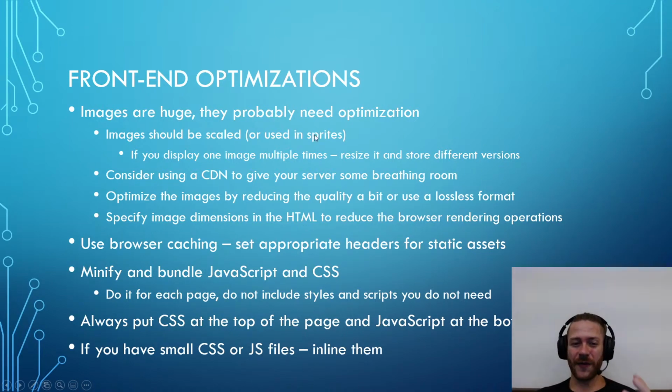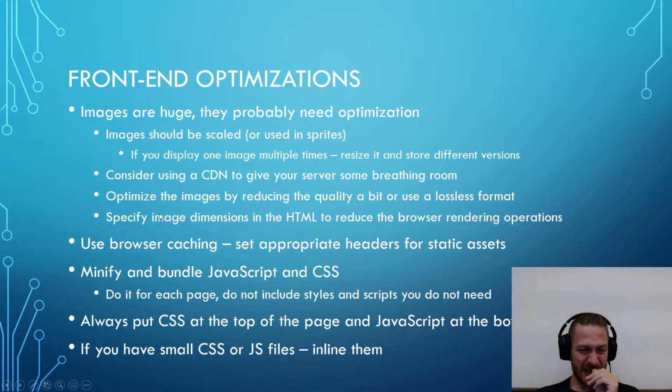If you have a lot of images, consider using a CDN. Return these images from a CDN. You will save a lot of network calls to your own main server, which can be used to serve something else, for example, queries and data.